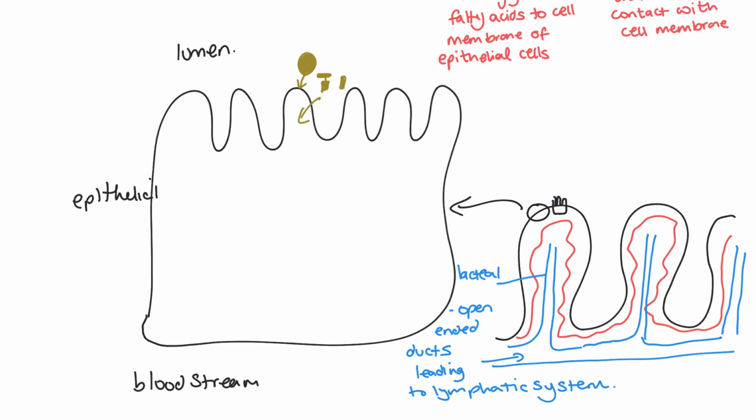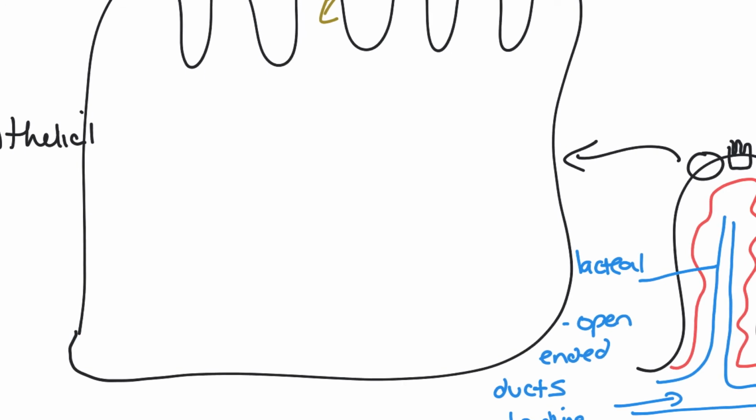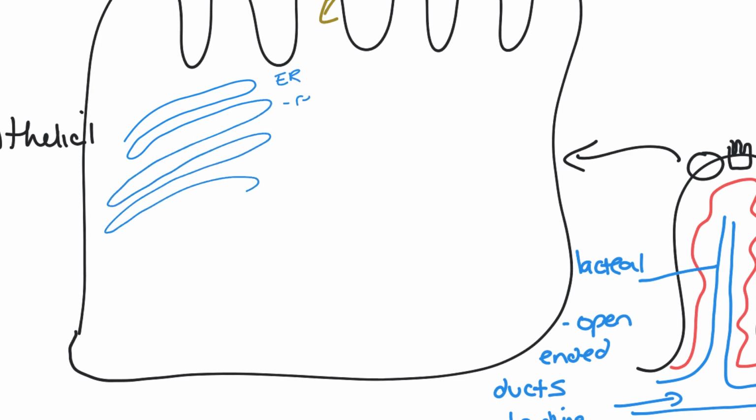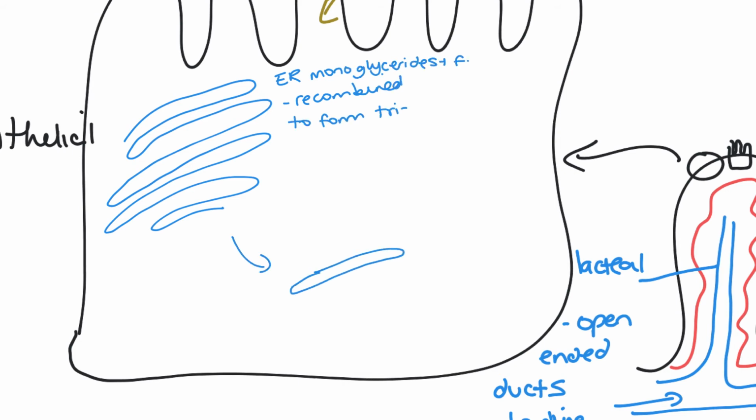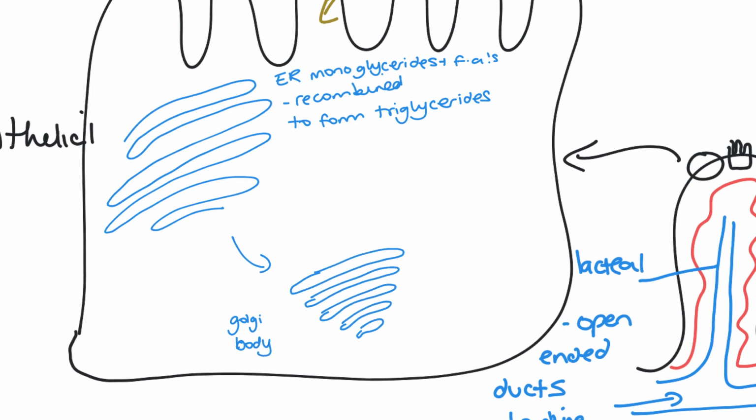Once they get into the epithelial cell, they are transported to the endoplasmic reticulum. At the endoplasmic reticulum, they are recombined to form triglycerides, and then they are sent to the Golgi body. When they get to the Golgi body, they are associated with cholesterol and lipoproteins to form chylomicrons. Chylomicrons are specialized structures which are adapted to transport lipids in the lymphatic system.